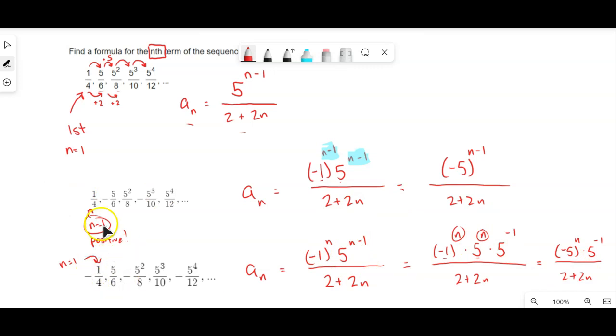But either way, when you have alternating signs in your sequence, then you're going to have some type of negative number to a power to take care of that sign swap.